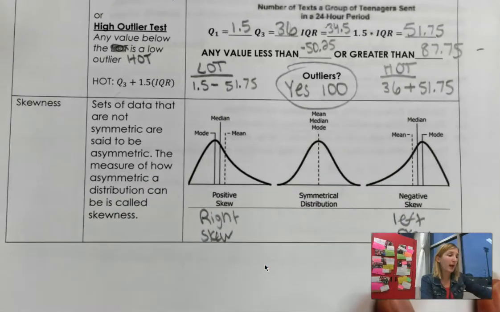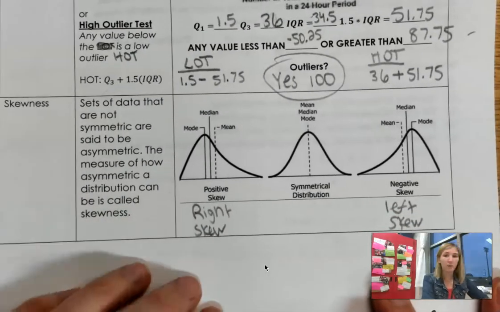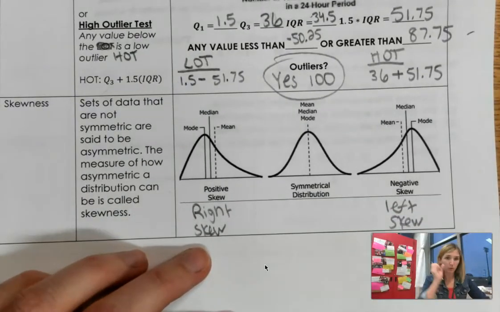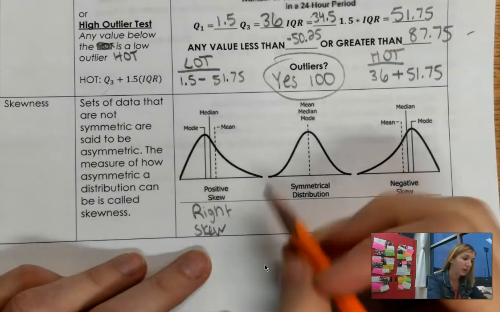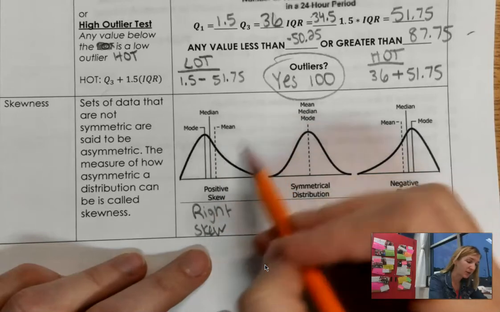All right, so this shows what happens to our measures of center whenever we have a right skew or a left skew. Remember we talked about how the mean is the most susceptible to the skew, so your mean is going to be the highest number out of all three.